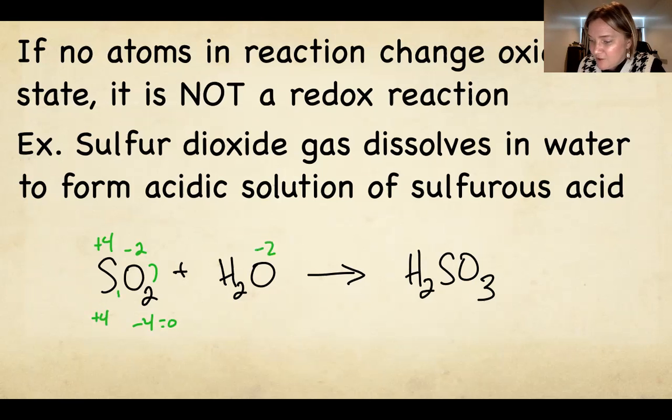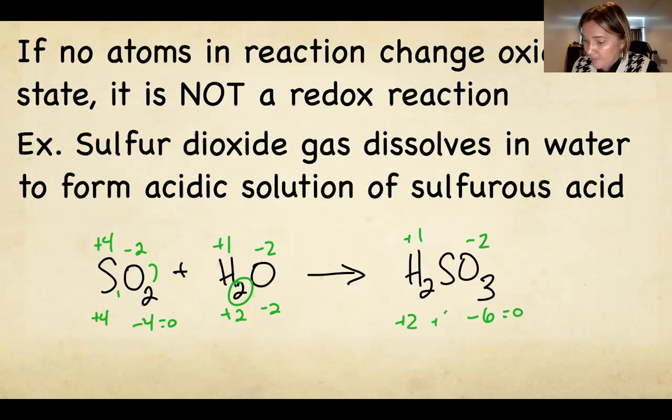Okay, so -2 here, -2, +2. Now, because there's 2 hydrogens, I have to divide by 2. That makes each hydrogen +1. Now I go over here, do the same thing. -2 times 3 is -6. That has to equal 0. This is +1 times 2 is +2. So +2, +4.